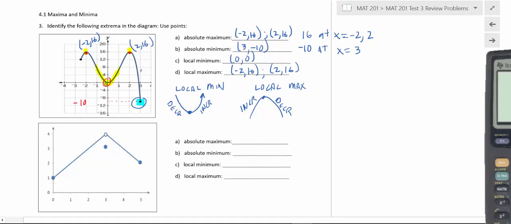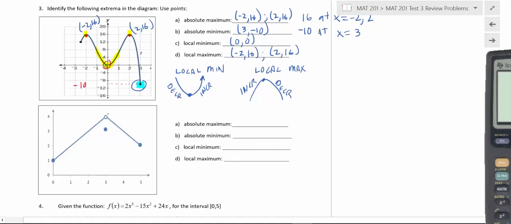Okay, next problem, just kind of checking you on the bubble thing here. So first of all, absolute max on this one, you do not have one.